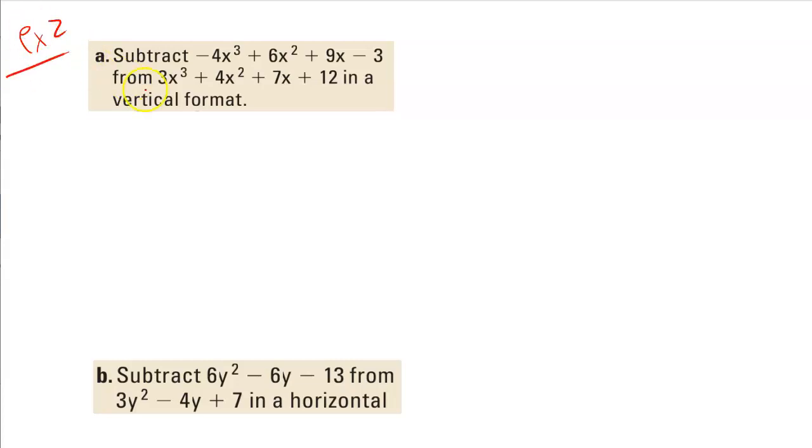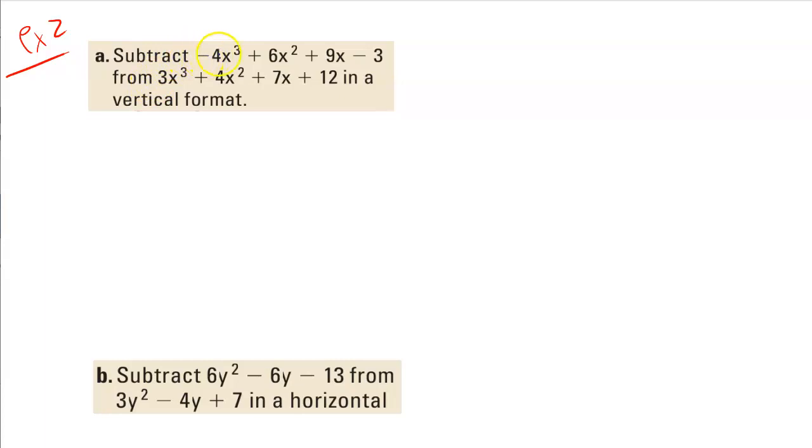All right, so our second example is extremely similar to the first one. So hopefully it won't be too different. Just kind of more practice with this, but it's just subtraction. So taking two polynomials and subtracting them. So part A says subtract that first polynomial right here from the second polynomial in a vertical format.